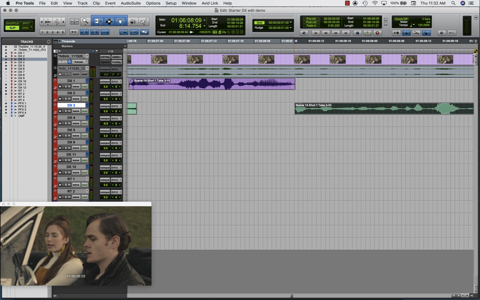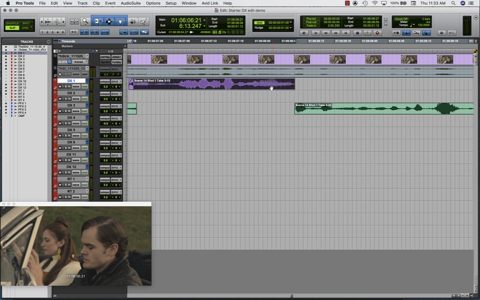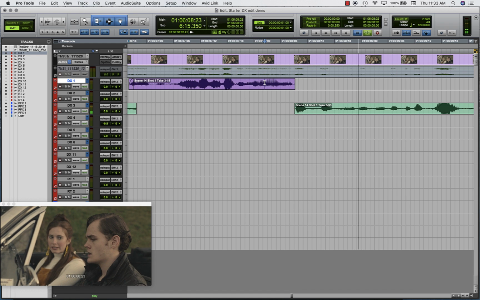For instance, these two clips, again, this is the same track. I just split it up because it's two different characters. So without a crossfade, you're not really going to hear anything, but you want to put a crossfade in anyway.